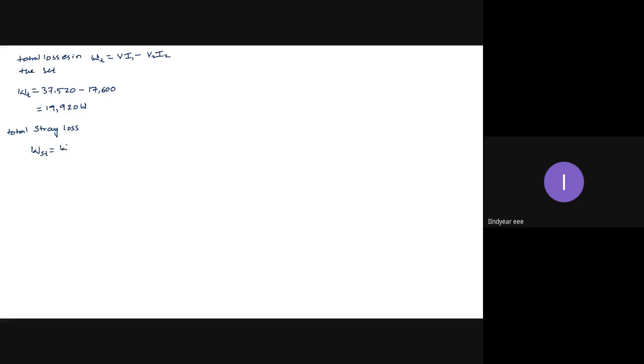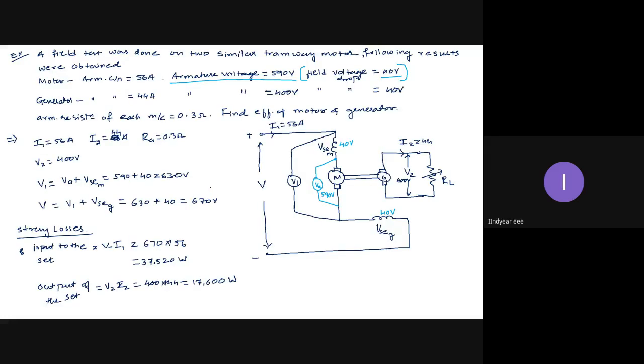Now, total stray losses. WST is equal to total losses minus total copper losses. So total copper losses, WCUT, I can write as I1 square RA plus I1 square RSE, first I will write what we have seen, plus I2 square RA plus I1 square RSE. So here, if you want to find RSE, you can do that also. I know current through series field, I know voltage across series field. You can find RSE and calculate.